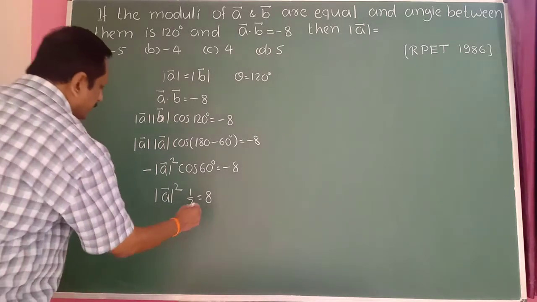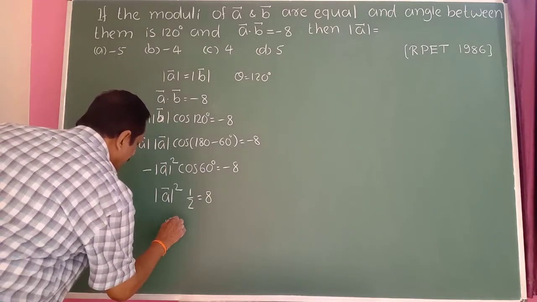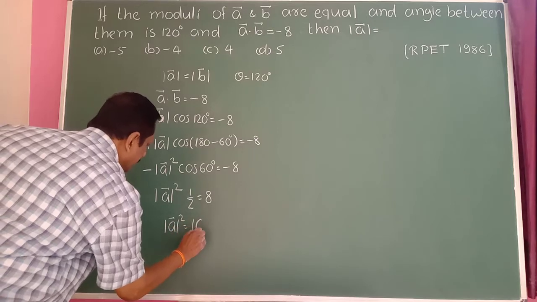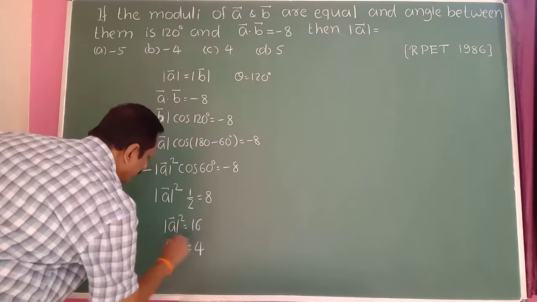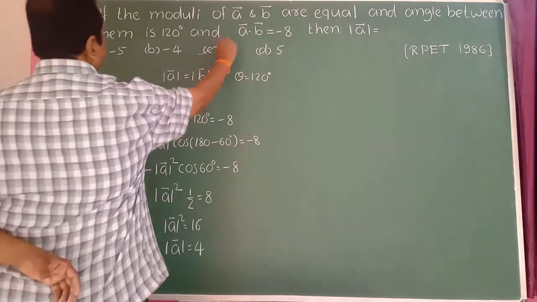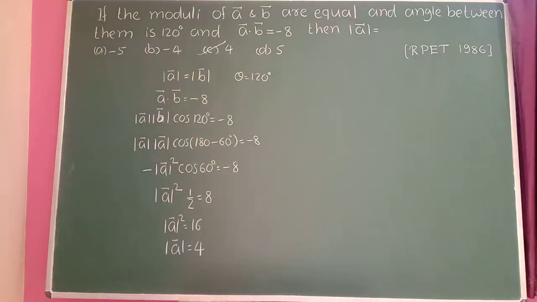Then take it to the right hand side. Modulus of A bar square is equal to 16. Hence modulus of A bar is equal to 4. Therefore C is the answer here, plus 4.